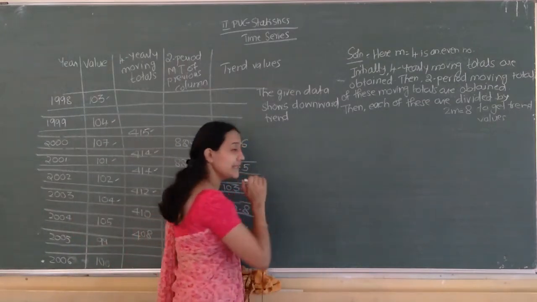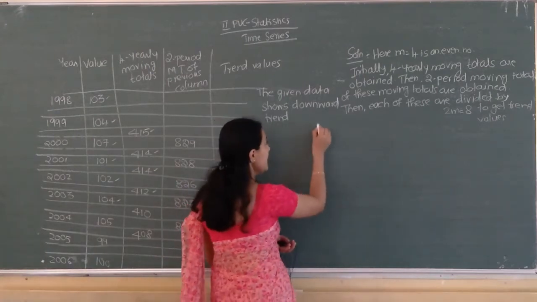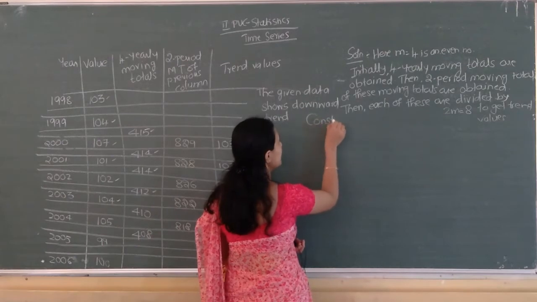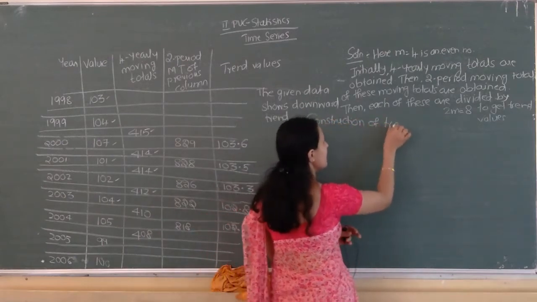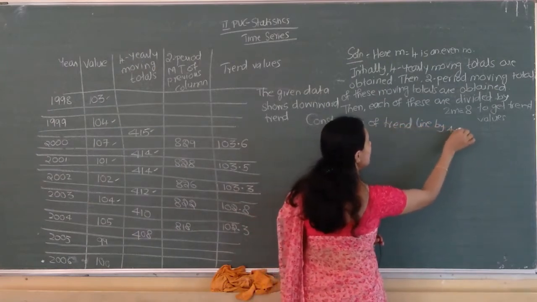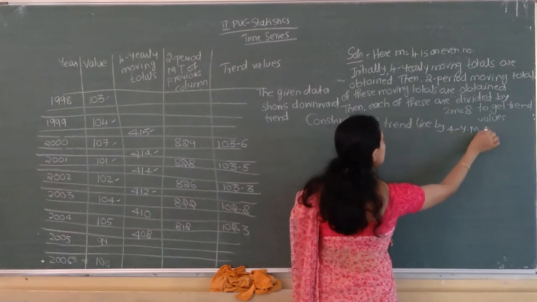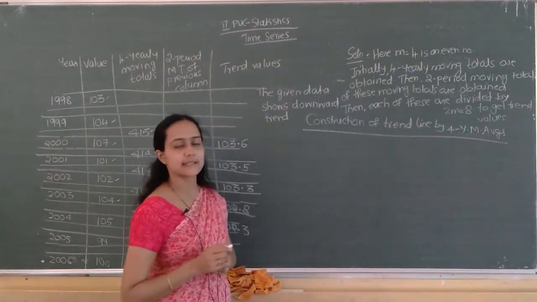First, in the graph you have to write the title of the graph. The title is construction of trend line. On the graph itself you have to do construction of trend line by 4 yearly moving averages.